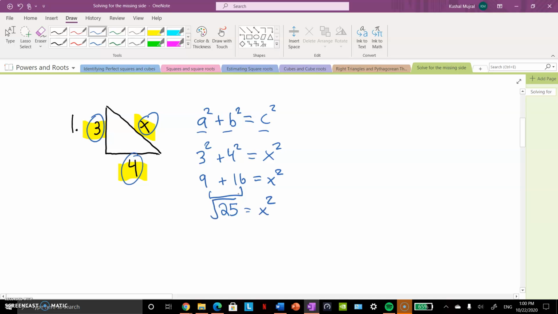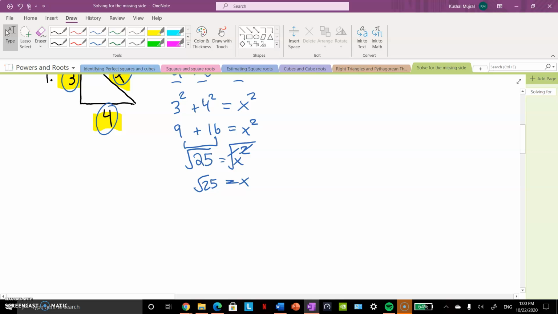So take the square root of both sides to cancel out this square. And so the square root of 25 equals x. And what's the square root of 25? If you don't know, you can put it into a prime factorization. 5, 5. So 25 equals 5 squared. So the square root of 25 equals 5. So 5 equals x.